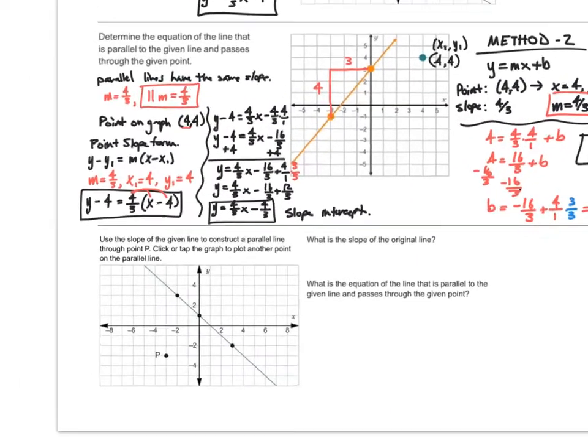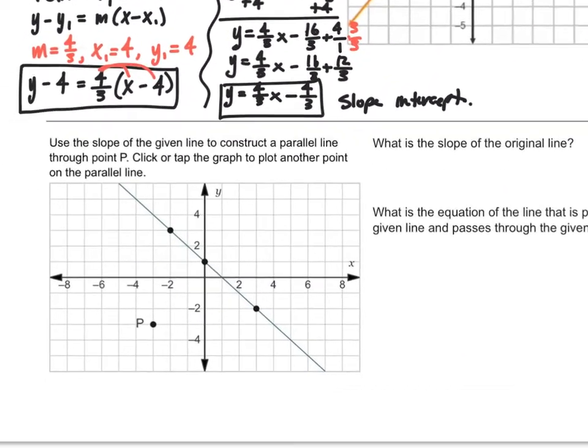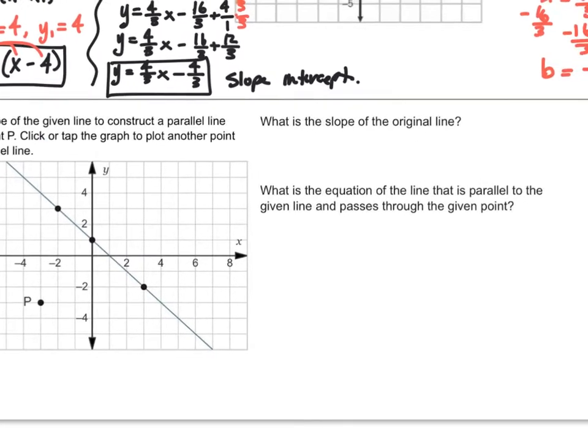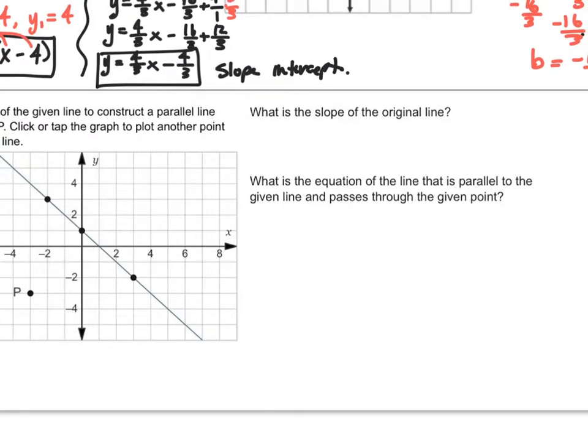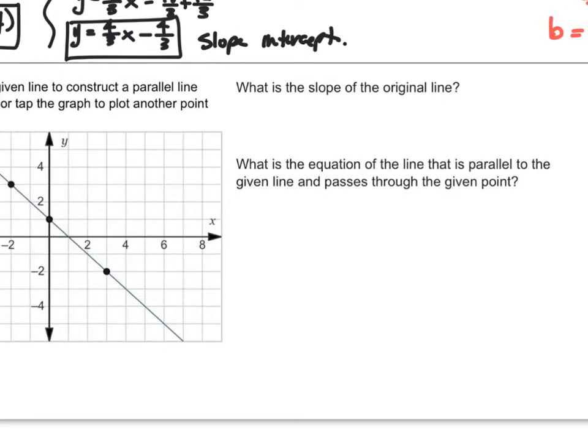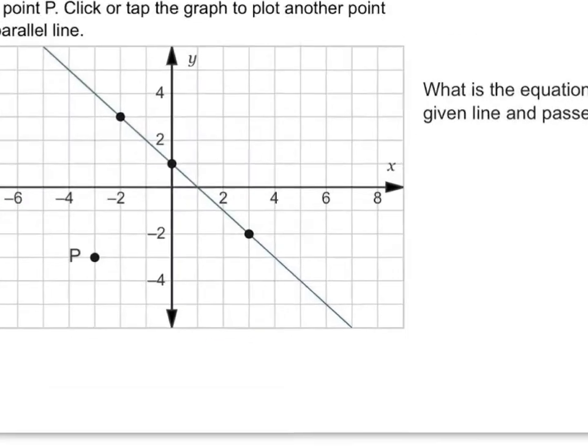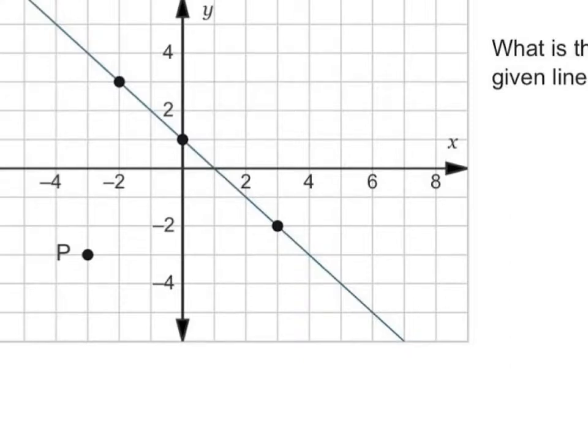Now it says use the slope of the line to construct a line parallel through point P. So what we want to do is find the equation of the line that is parallel to the given line and passes through the given point. Now, what I know is that my point P here, let's identify this point P as negative 3, negative 3.